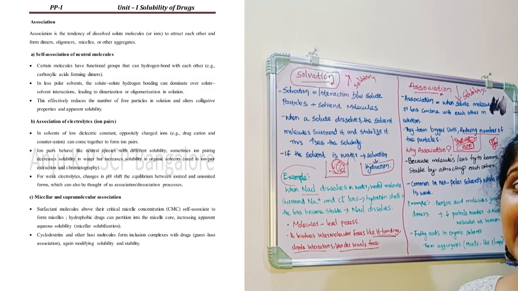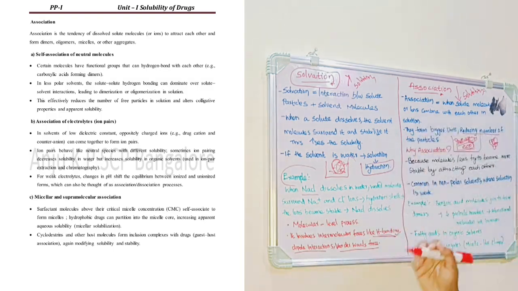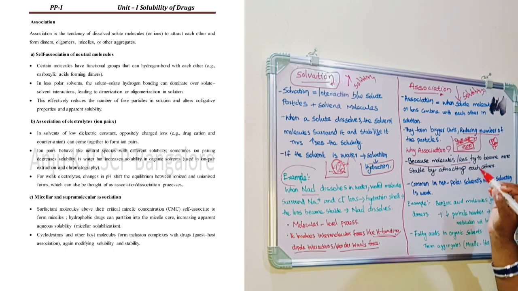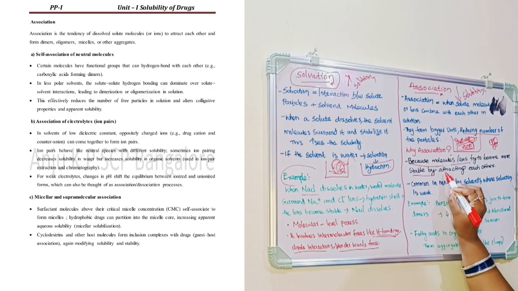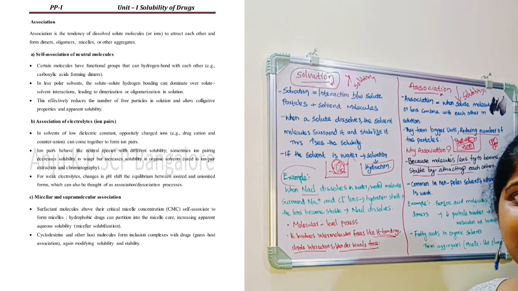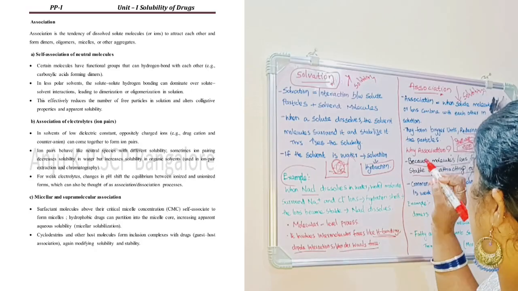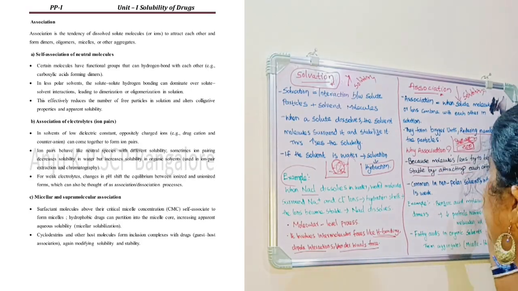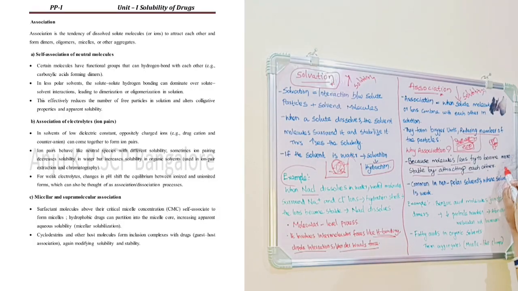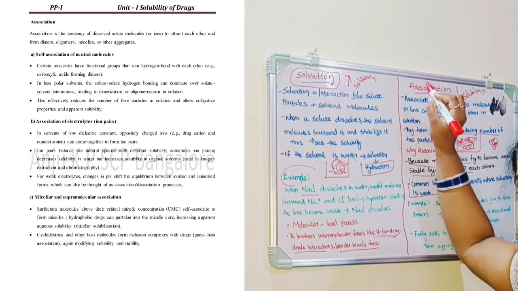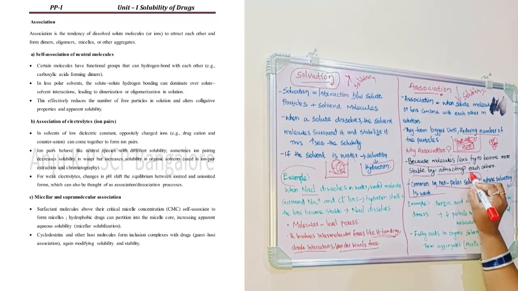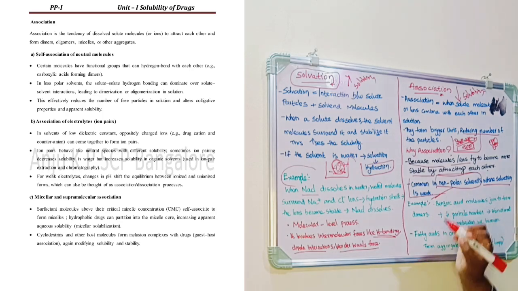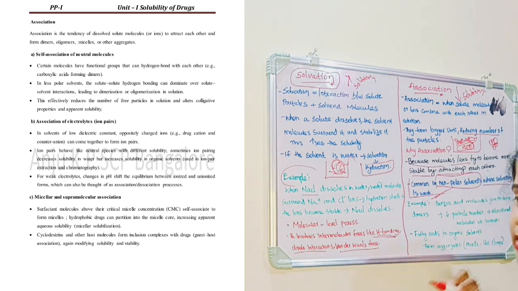Why does association happen? Because the molecules or ions try to become more stable by attracting each other. That's the mechanism happening in association. Molecules or ions try to become more stable by attracting each other. This association is common in non-polar solvents. Why? Because solvation is weak in the case of non-polar solvents.